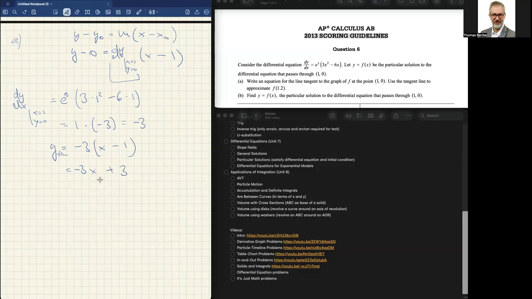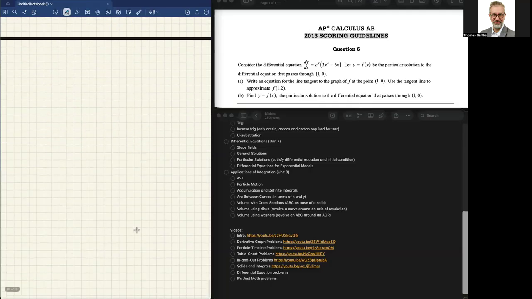Now we use this equation of the tangent line to approximate f of 1.2. So f of 1.2 is approximately the same as y tan of 1.2, and that is negative 3 times 1.2 plus 3. That is negative 3.6 plus 3, and that is negative 0.6. And that is A.